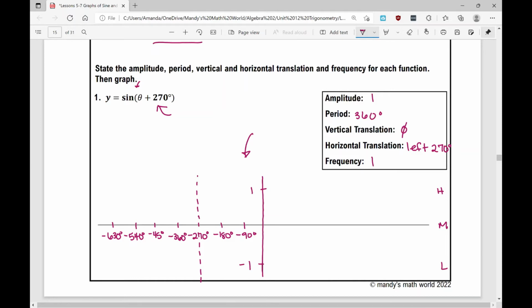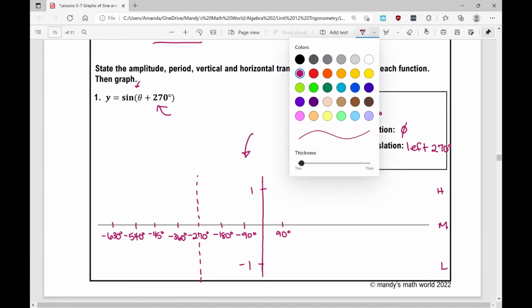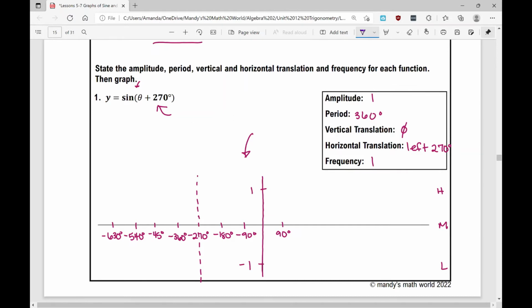So the reason I like to do that, and I'm going to have a 90 degrees right here, is that from that center line that we shifted to, I still want to go out, I've got one cycle, right? So I've got -270. If I add 360 to that, I'm at 90. So -270 plus 360 is 90. -270 minus 360 is -630. So that's where our graphs are going to end. That's where I'm choosing for them to end on here.